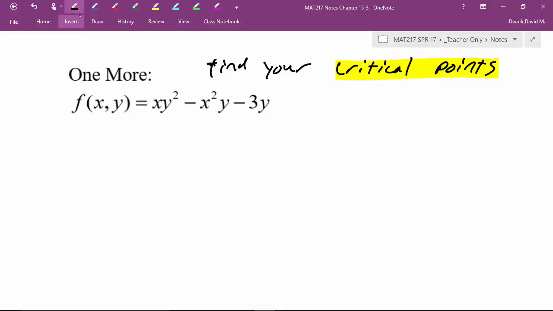That's it. Now, if you want to try this problem, pause the video. You'll have all the skills. Possibly you might get stuck in the algebra, but as far as the calculus goes, you should be ready to rock. All right, now I'm going to do the problem.